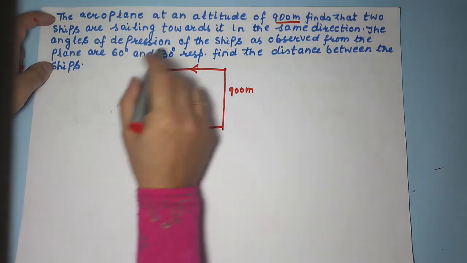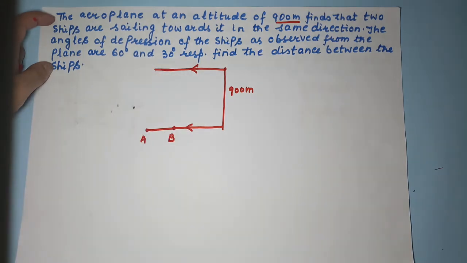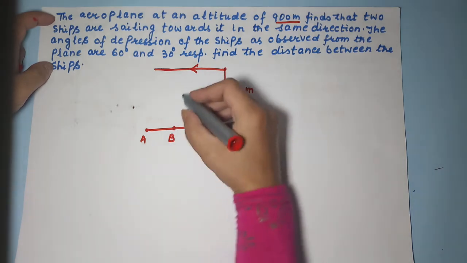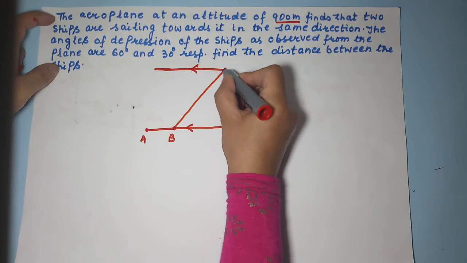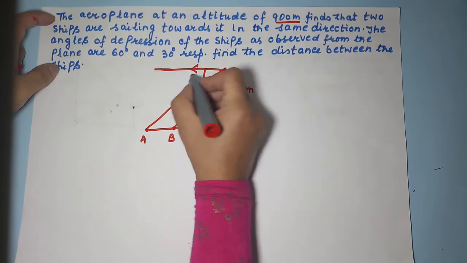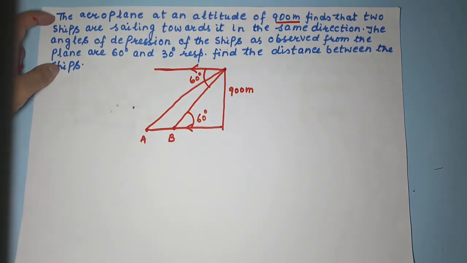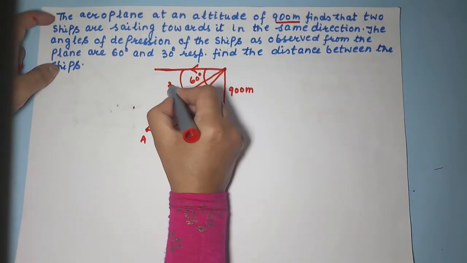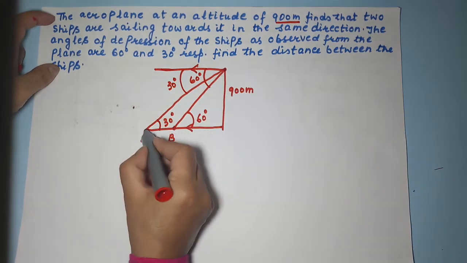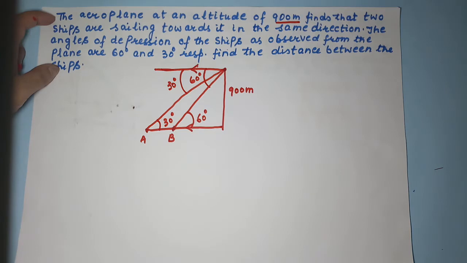Now he's saying that the angles of depression of the ships as observed from the plane are 60 and 30. That means when you look at these ships from the aeroplane, the angles of depression are 60 degree and 30 degree. Does that mean this entire angle is 60 degree? That is why this angle is 60 degree. Alternate angles. Similarly, this angle is 30 degree. So when you look at these two ships, the angles of depression are 60 degree and 30 degree respectively.